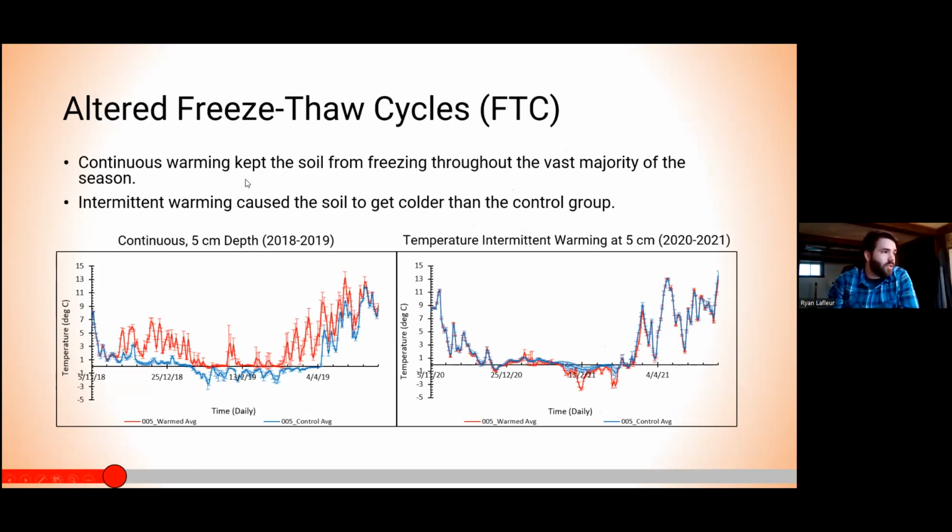What we wanted to do for our experiment was create two versions of a warmer winter with less snow. Here's my treatment: one has little to no freeze-thaw cycles, giving it warmer soils. The second has enhanced, or more, freeze-thaw cycles, giving us a warmer winter with colder soils.